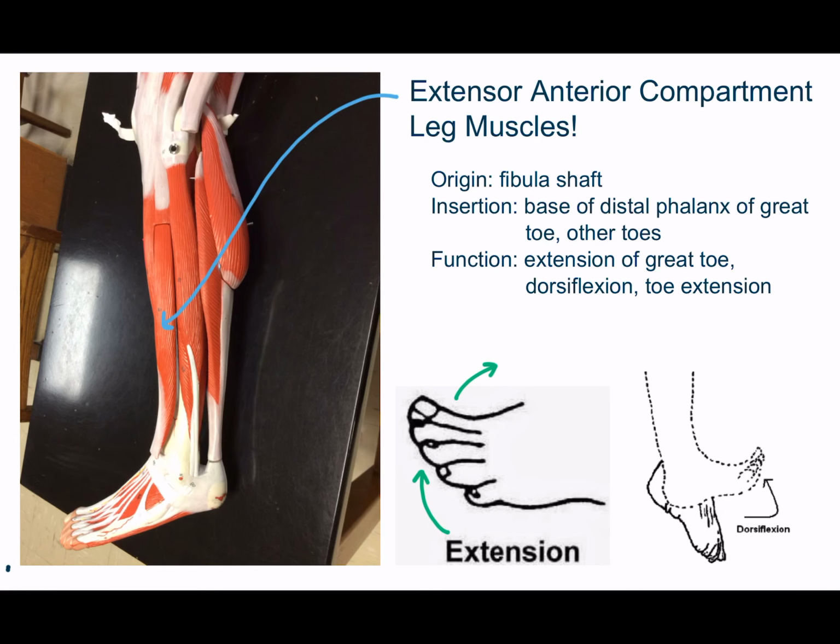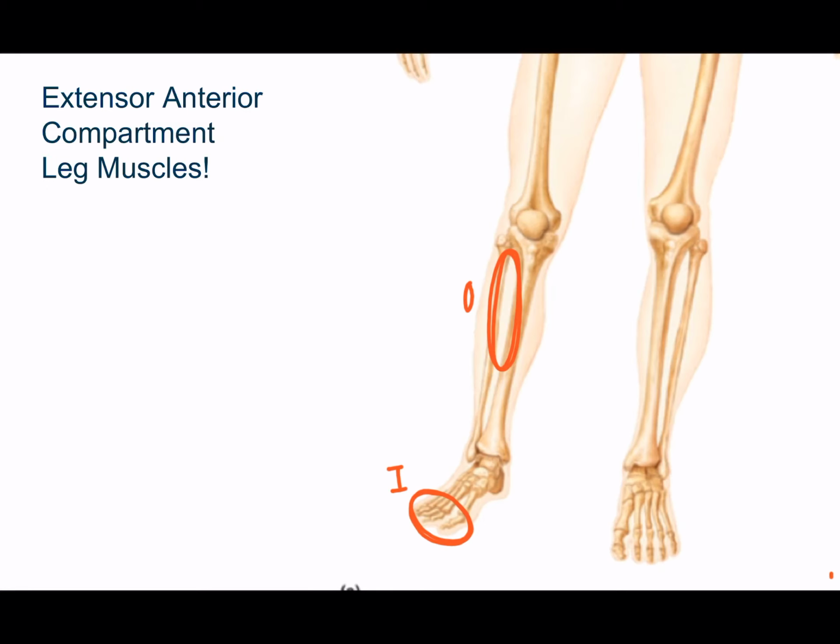The extensor anterior compartment leg muscles originate on the fibula shaft and insert at the base of the distal phalanx of the great toe and other toes. So these are your extensor muscles, vaguely, because it wasn't easy to see on this demonstration. And since they're extensors, they're going to do extensor movements, extension of your toes, extension of your foot, which is dorsiflexion. It's going to originate at the fibula shaft, insert at the base of the distal phalanx of the great toe, so your big toe, and your other toes. And it's going to extend your great toe, dorsiflex, and do other toe extension. So both of those are going to do this.